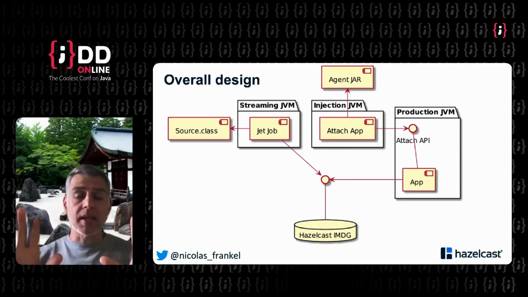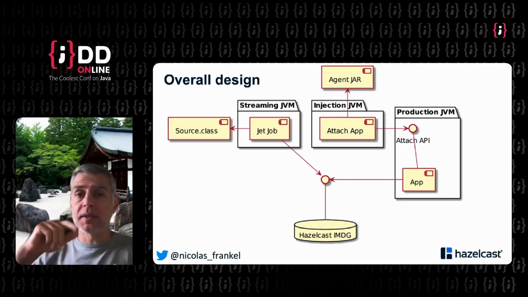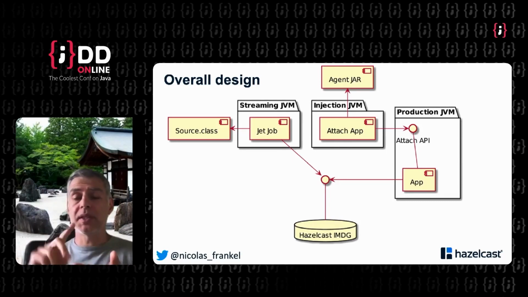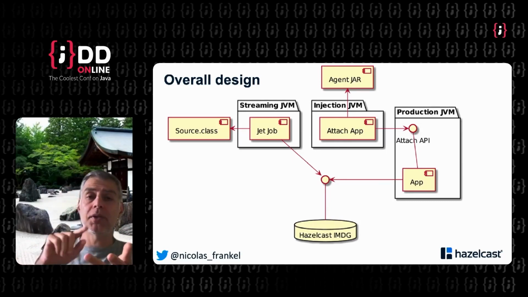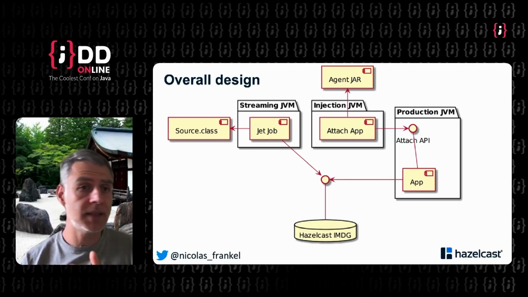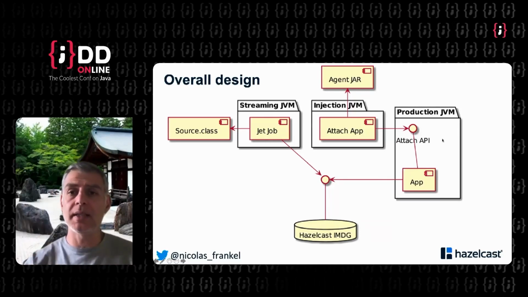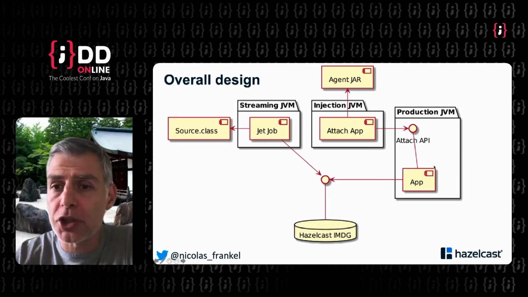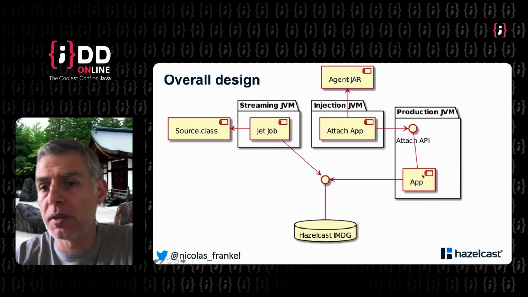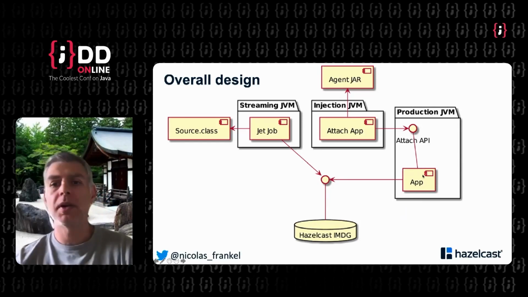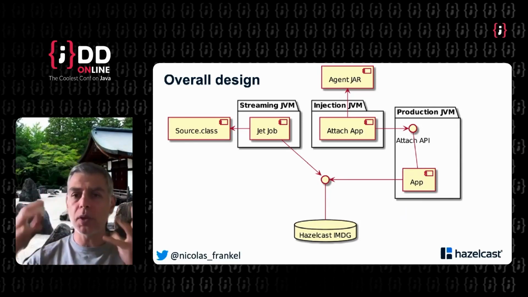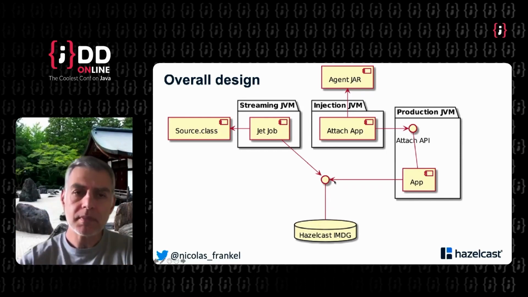Now everything is set. I've told you about the instrumentation API, the attach API, and the stream processing engine, and this is our design in the end. So we have this production JVM, and this production JVM runs the application. So you have the application running, and now we want to make changes to it.